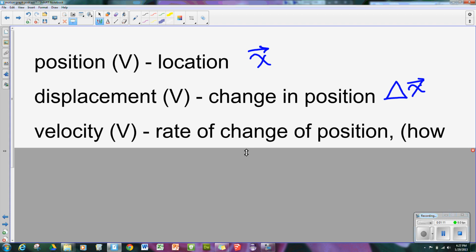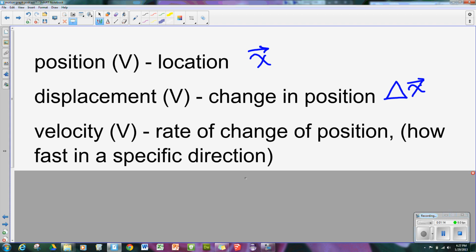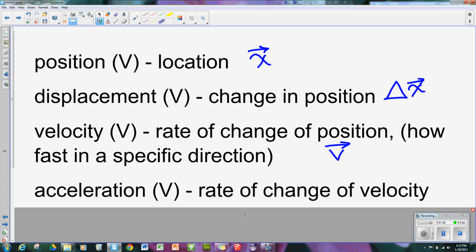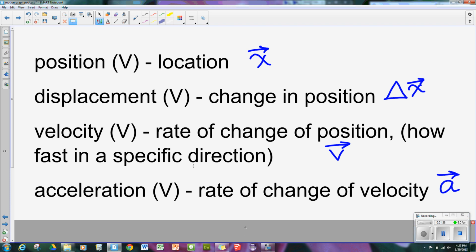Velocity is the rate of change of position, or, in a different way, how fast in a specific direction. And the symbol for velocity is a V, also with an arrow over it to indicate it's a vector. Acceleration is a rate of change of velocity, and the symbol for that is an A, also with an arrow over it to indicate that it's a vector.